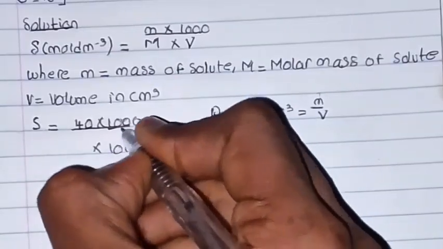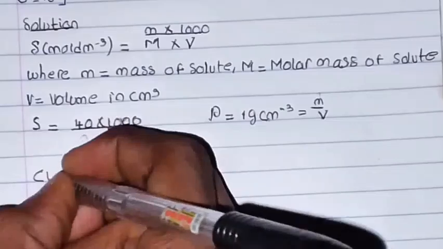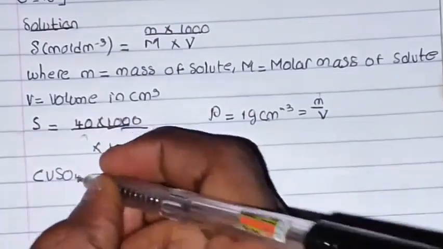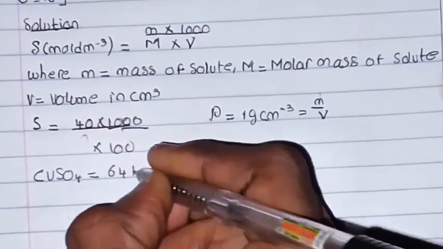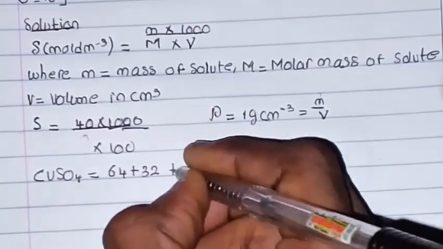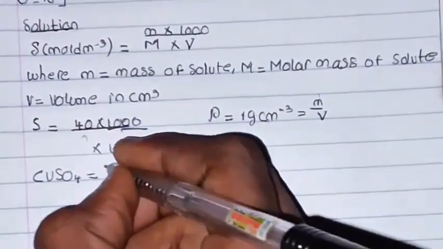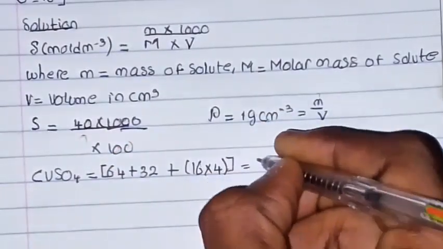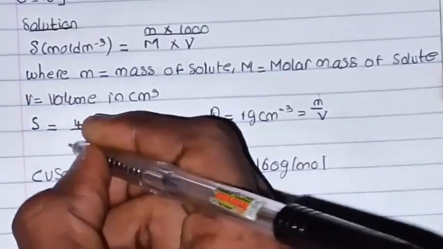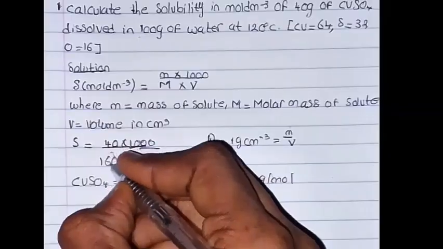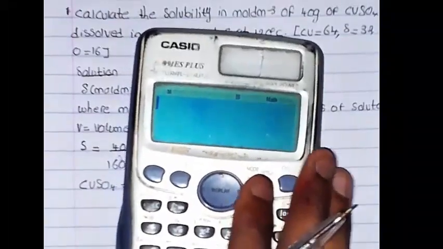Now the next thing is finding the molar mass of copper sulfate, CuSO4. Let's add up the molar mass of the individual elements. This is equal to copper, 64, plus 32, plus oxygen, which is 16. We have 4 atoms. Everything in brackets is equal to 160 gram per mole. So we're just going to put that here, 160.